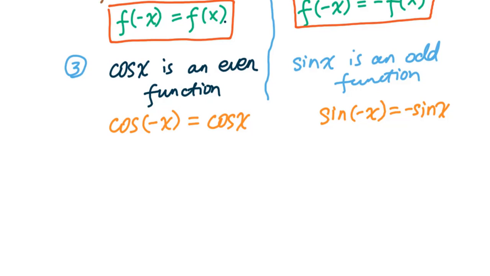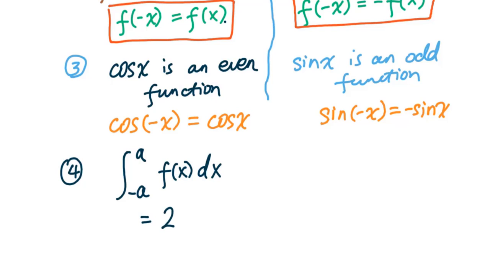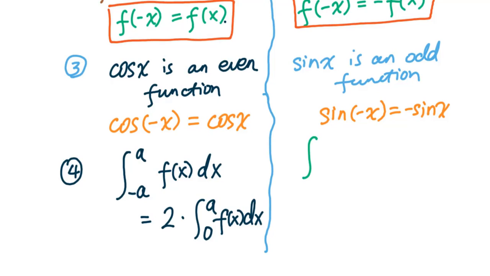In other words, at the calculus level, for an even function you will have the integral from negative a to a of f of x dx equal to 2 times the integral from 0 to a of f of x dx. For an odd function, the definite integral from negative a to a of f of x dx will equal 0.